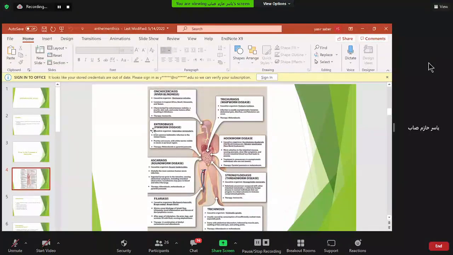Of course, we have pinworm disease, or enterobiasis. The causative organism is Enterobius vermicularis, and it is the most common helminthic infection in the United States. In fact, not only in the United States. We have a problem in Iraq in that we don't have statistical studies for this type of infection, but in fact it's very common. It can cause pruritus and occurs with white worms visible in the stool and perianal region.